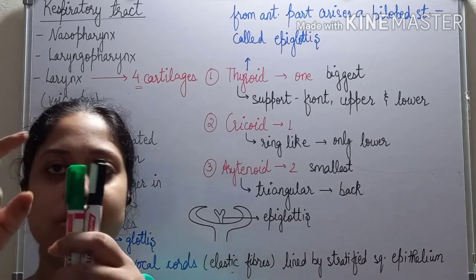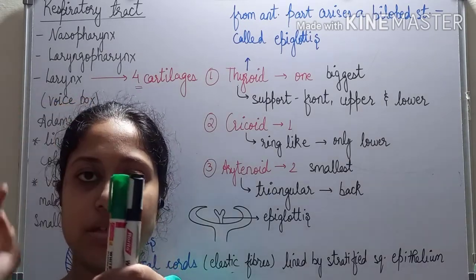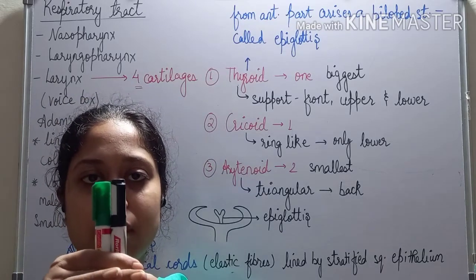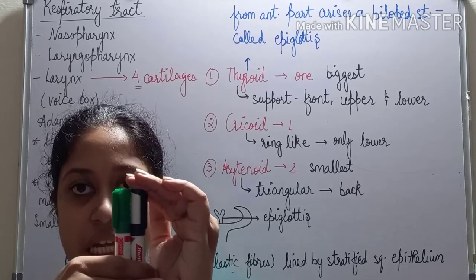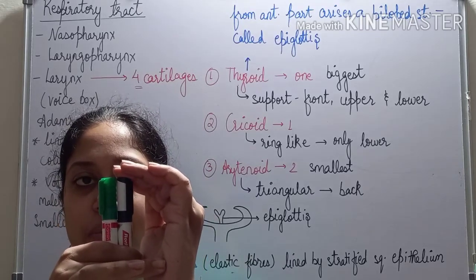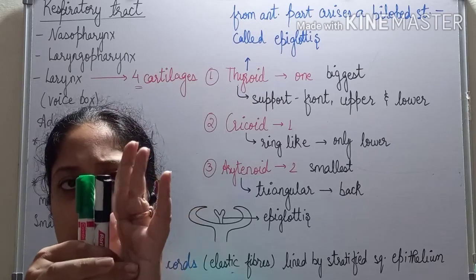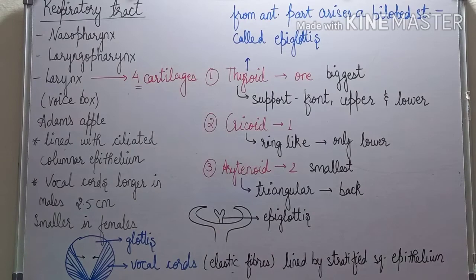Consider this green one is the food pipe and this black one is the windpipe. On this windpipe that flap is present. So when we are eating, the epiglottis closes the windpipe, and when we are not eating, it opens again. So this is what it acts like, a flap-like structure for closing the windpipe when we are eating food.